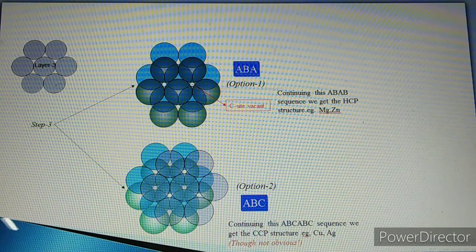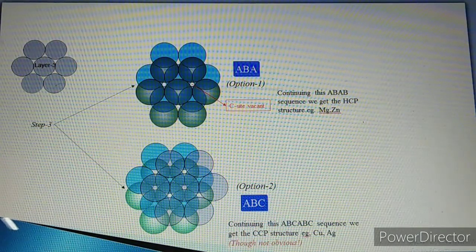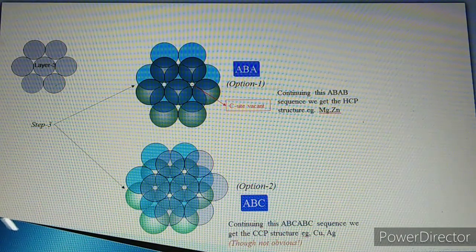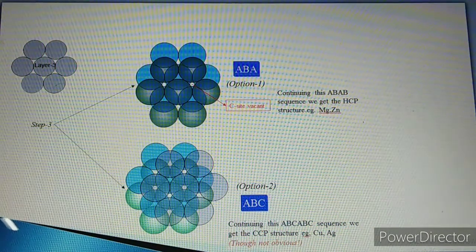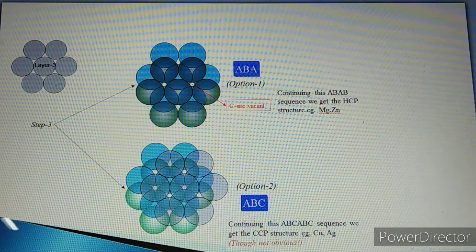So what about the coordination number in these two cases, in option number 1 and in option number 2? If we discuss the coordination number in the simple cubic crystal structure, which is obtained by stacking the square close packed layers in 3 dimensions, already we discussed that each sphere is surrounded by 6 neighboring spheres. 4 are in its layer, 1 is above and 1 is below. So the coordination number for the simple cubic structure is 6.